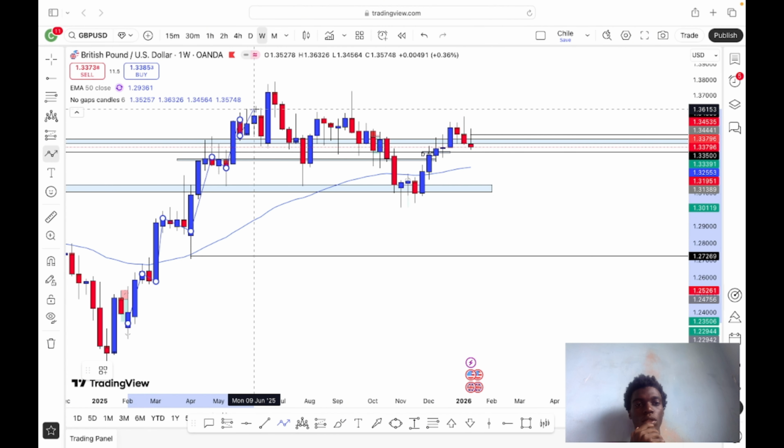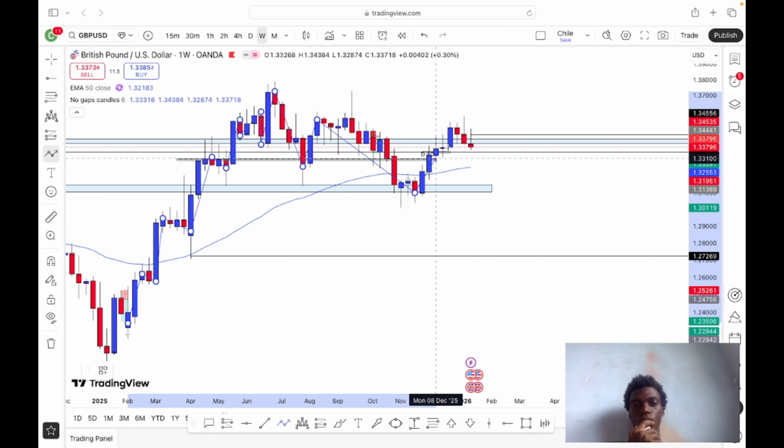It was going up. Then right here it shifted the structure. It came from a bullish trend to a bearish trend. Shifted structure.